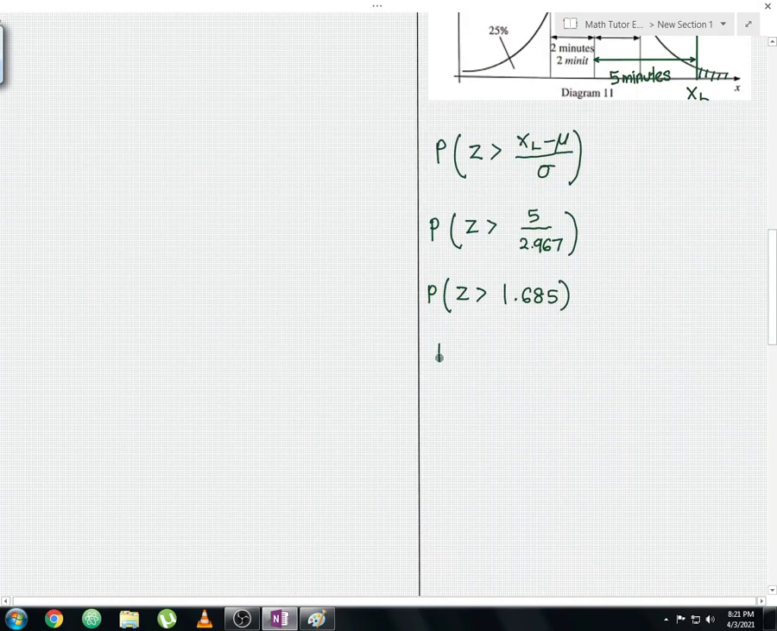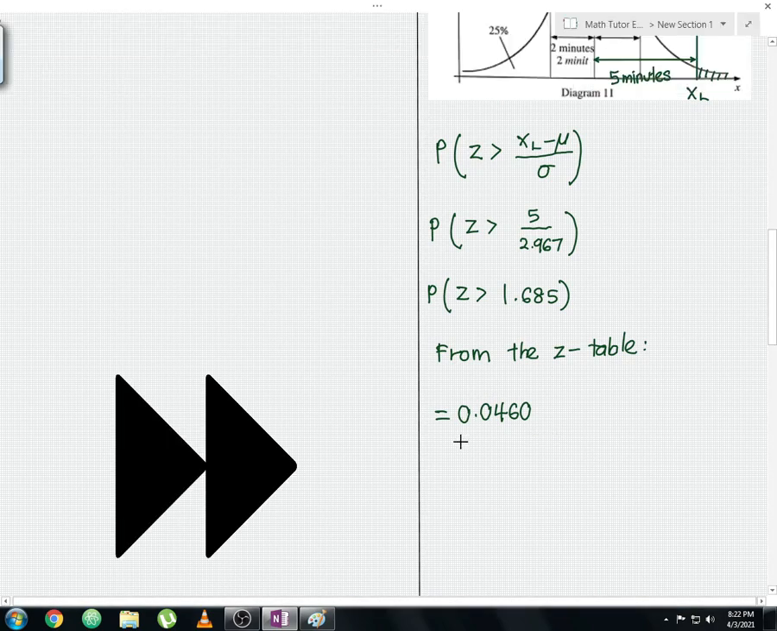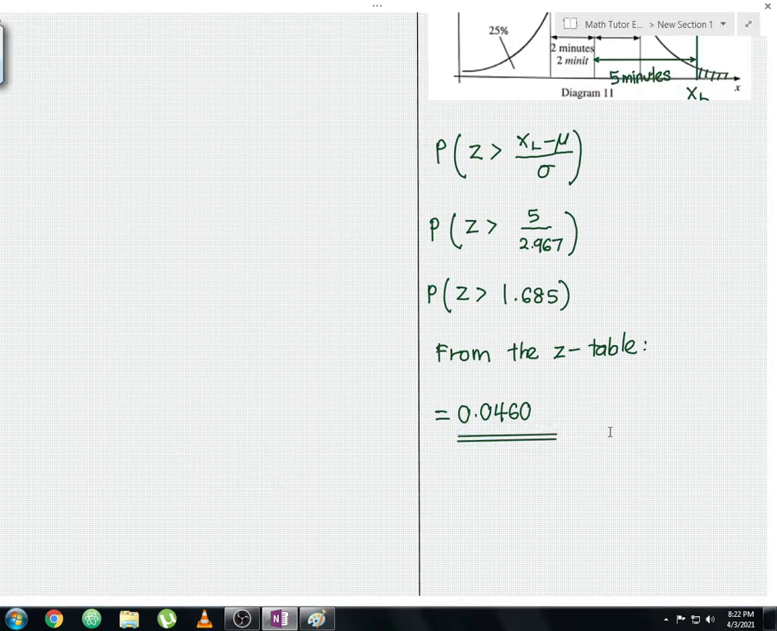So back to our question. From the z table, let me write this properly. Z table. So from here you should get your probability is equal to 0.0460. So this is your final answer. Let me underline the solution. Alright, that is all for the step-by-step working and solution for this question. I hope you understand the full working that I've shown to you.